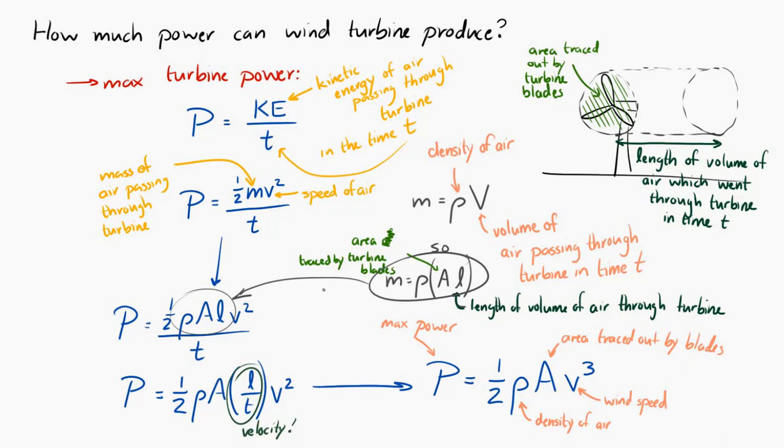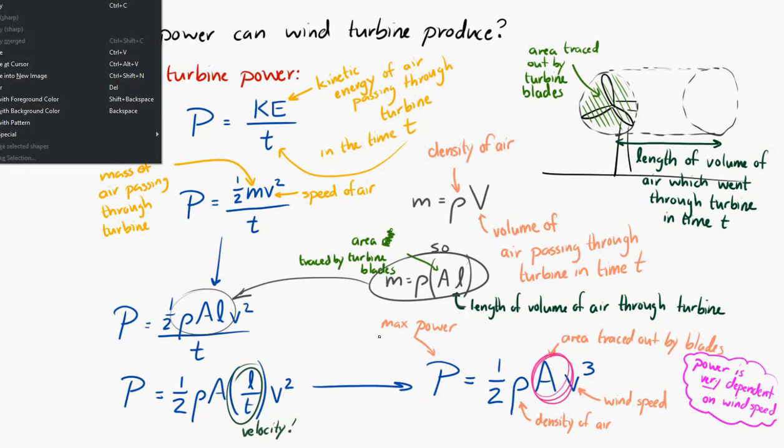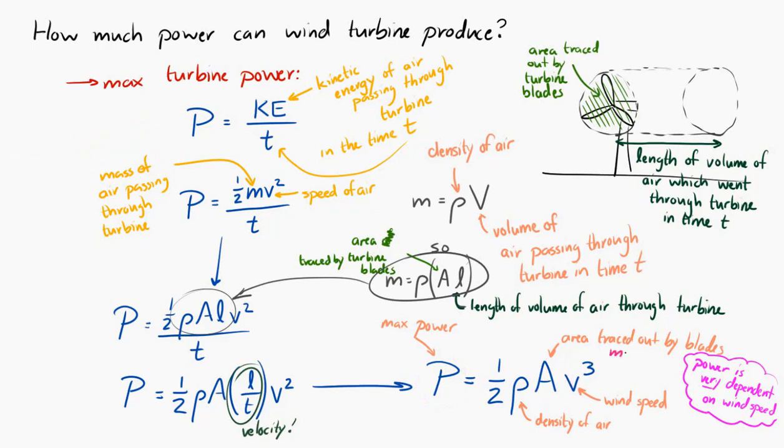And it also tells us a couple interesting things. Notice that the speed cubed is proportional to the power that comes out of the wind turbine. So the power that you get from a wind turbine is very dependent on the speed of the air. Also the area. The greater the area that's traced out by those wind turbine blades, the more power you will get.